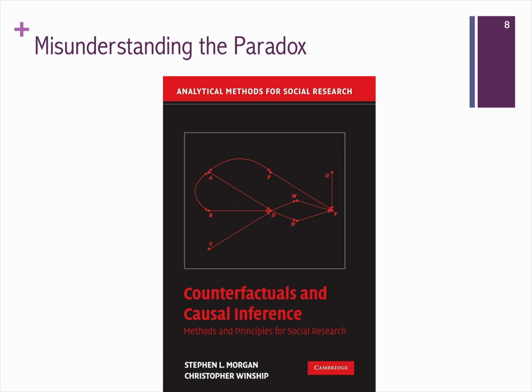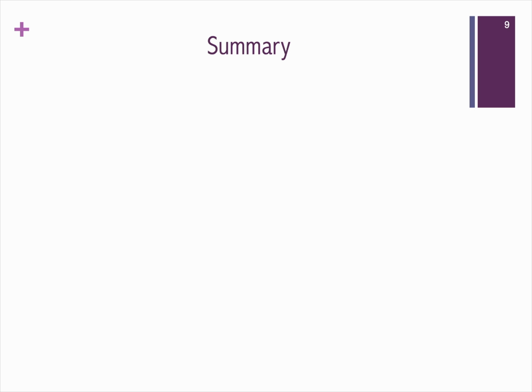Winship himself is a co-author of the most popular book on causal modeling in the social sciences, which I recommend often. This example thus reveals how even causal experts can make mistakes about the paradox when they're not thinking causally.